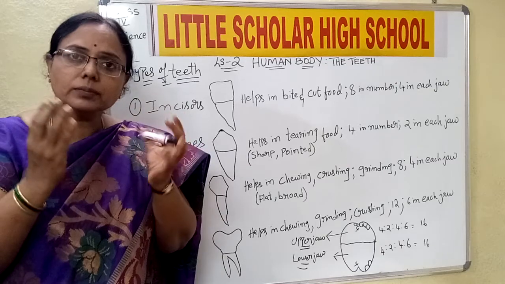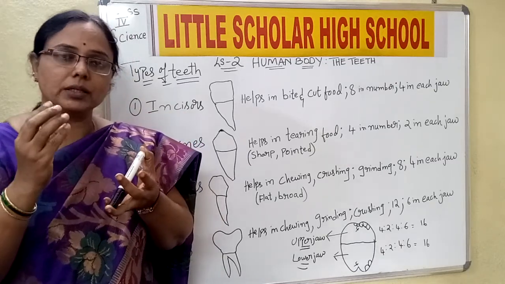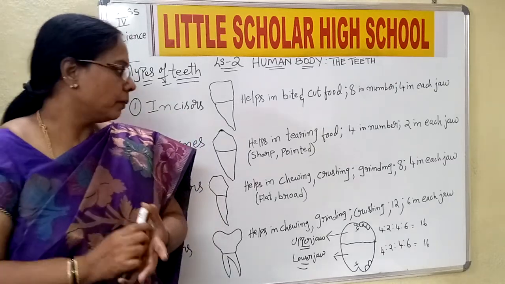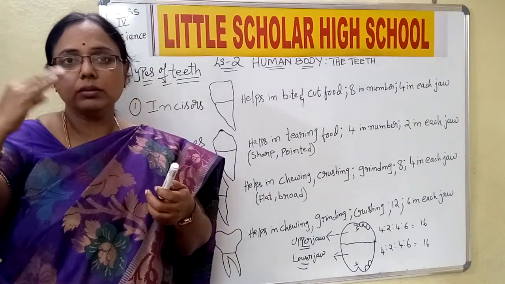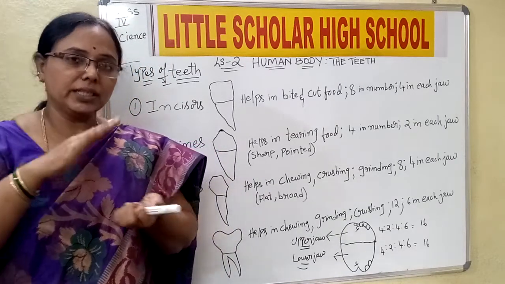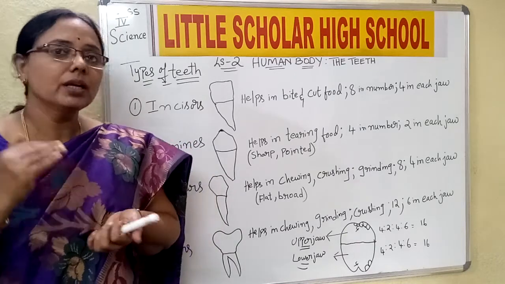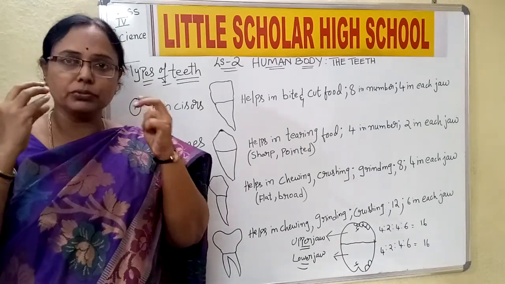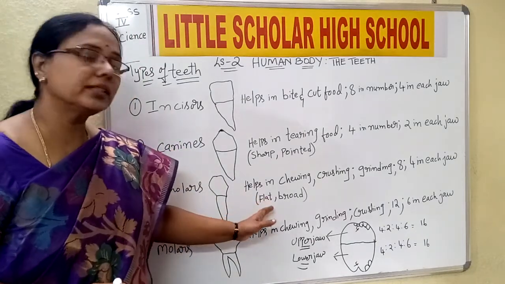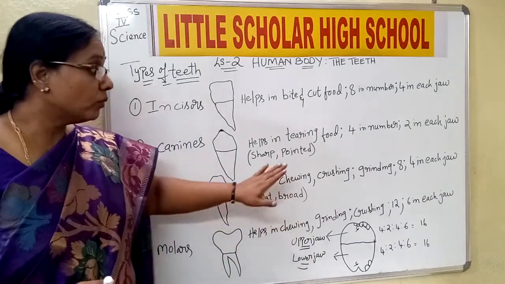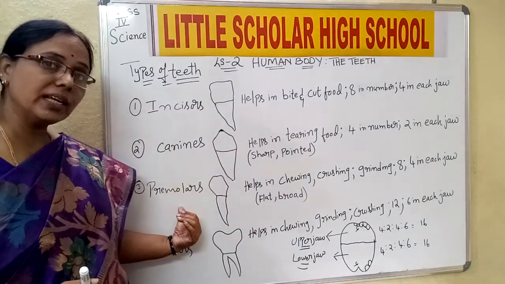Grinding is to make the larger food particles into smaller food particles. And crushing is when the food gets in between the two layers of the teeth and is compressed. Crushing is nothing but the food getting compressed. And what is the structure here, children? It is flat and broad. And what is the total number of premolars we have?